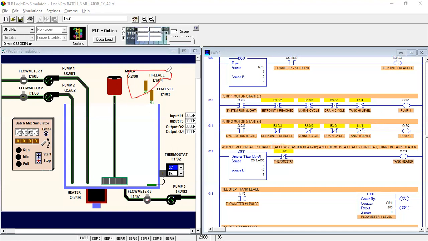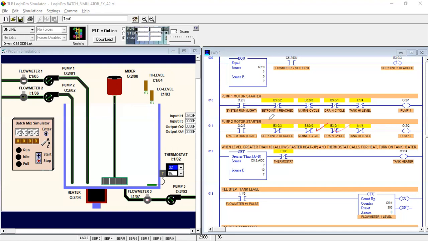Because our level sensor is switching like an NC. When it senses the liquid in the upper side level, it gives the signal, it cuts off the signal. That's why we are taking NC here.